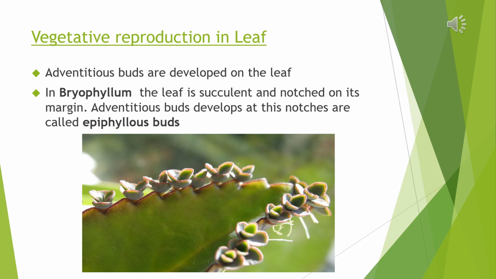Vegetative reproduction in leaves. Vegetative reproduction in leaves takes place by adventitious buds developed from the leaves. When they are separated from the parent plant, they grow into a new individual. Example, Bryophyllum. The leaves of Bryophyllum are succulent and notched. Notched means at the edges they have a cut. From that cut, a new plant arises. The adventitious buds developed from the notches are called epiphyllous buds. Epiphyllous bud means the bud developed at the notch of the leaf. These adventitious buds fall onto a suitable substratum and develop into a new individual.